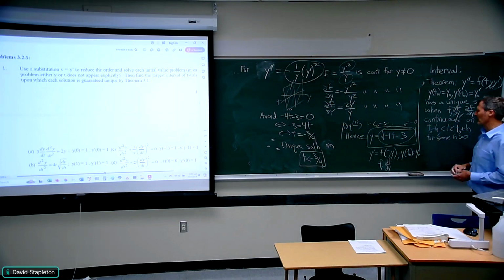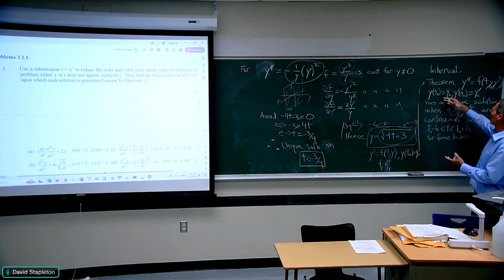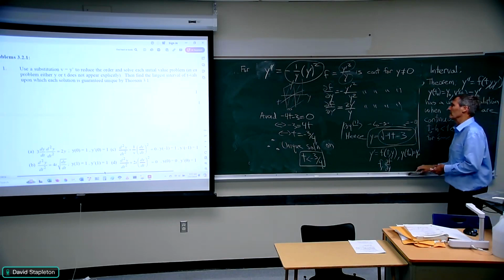This theorem only guarantees a unique solution until that happens. Sometimes the unique solution continues even after that point. It's just not an if and only if. It's just if these are continuous, then you're going to get a unique solution.